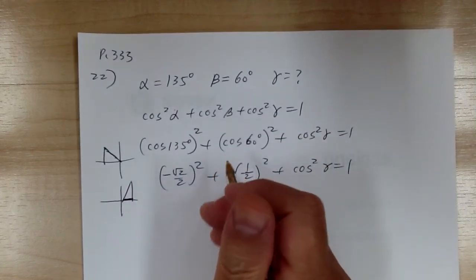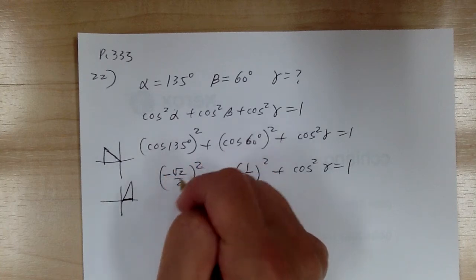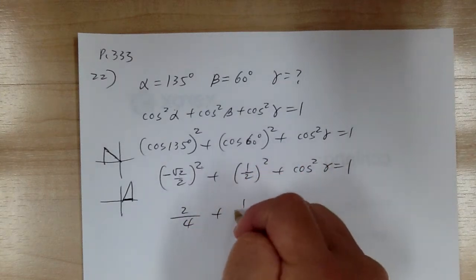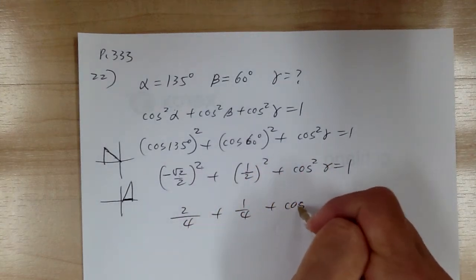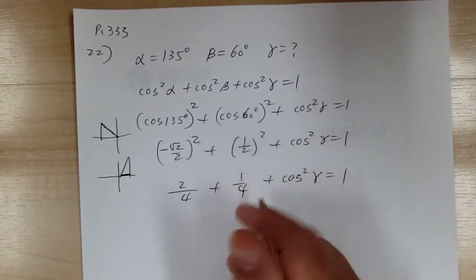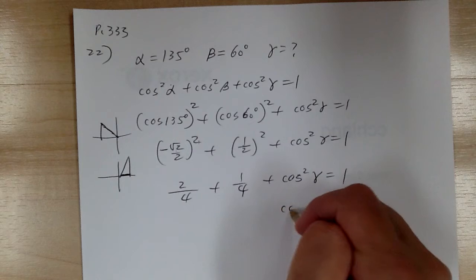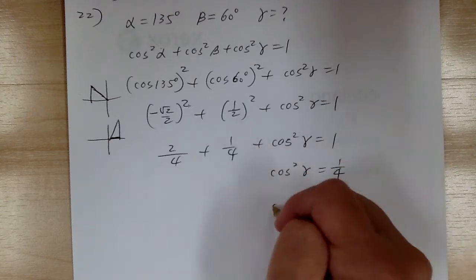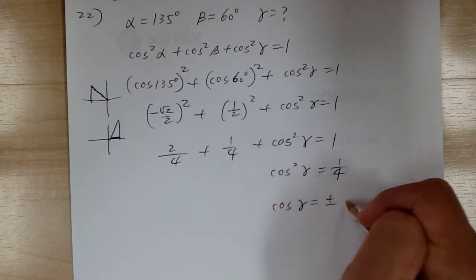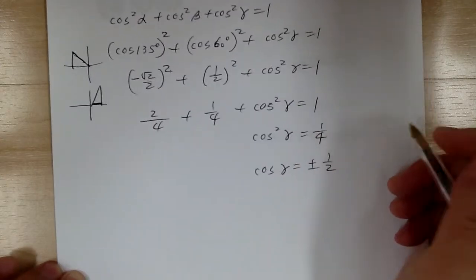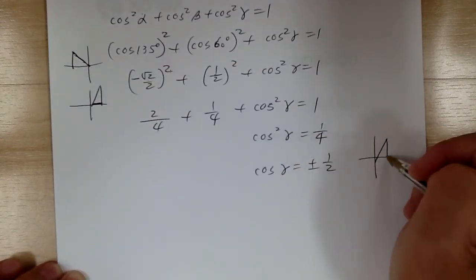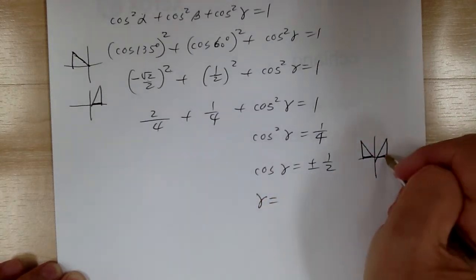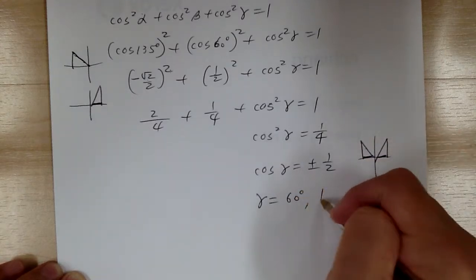So go and work it out. Negative squared is positive. Square root of 2 squared gives you 2. 2 squared is 4. And again, you square it, you get 1 over 4. And go ahead and subtract this from both sides, so you get cosine squared gamma equal to 1 over 4. Take the square root, so cosine gamma equal to plus or minus 1/2. If you draw your picture, that's plus 1/2, and negative 1/2 is over here. So gamma equal to, this one is going to give you 60 degrees, and this one is going to give you 120 degrees.